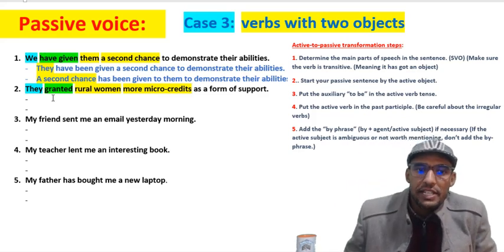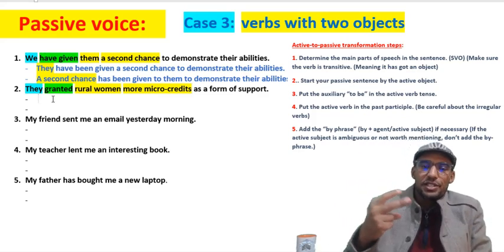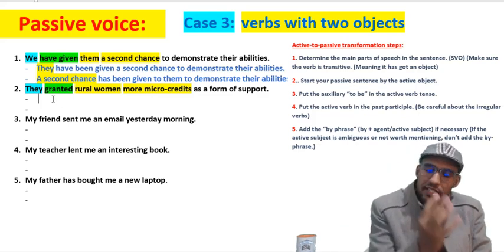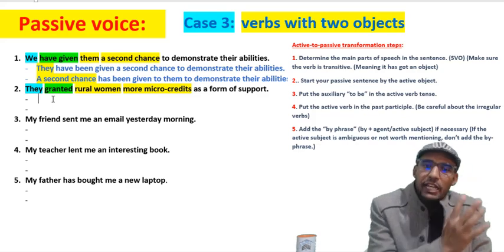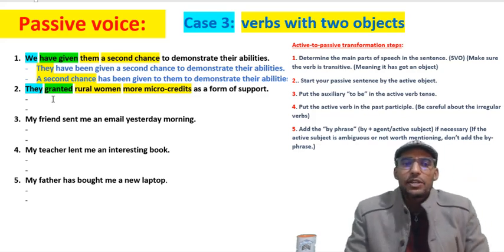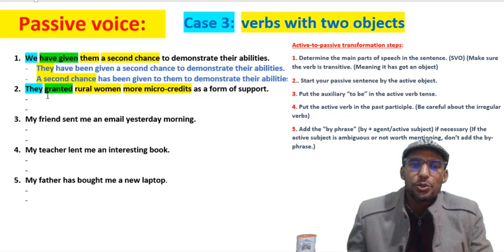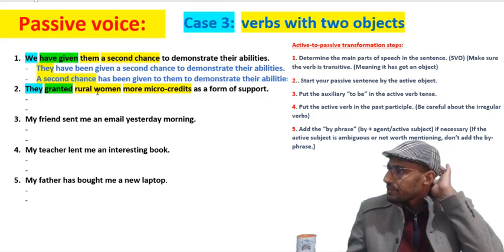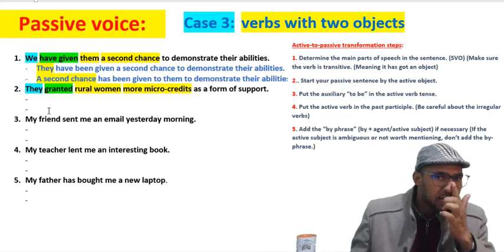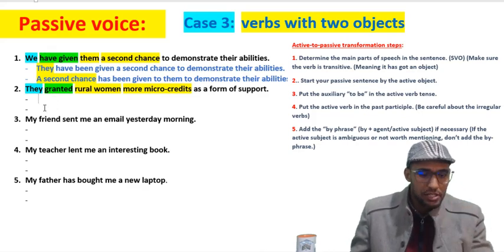So let's start our first statement right now. We again have two choices. In all the cases that we have here, we have two choices. We can start our passive statement with either the direct object or the indirect object. As usual, we're going to start with the first object, which is the indirect object: rural women.